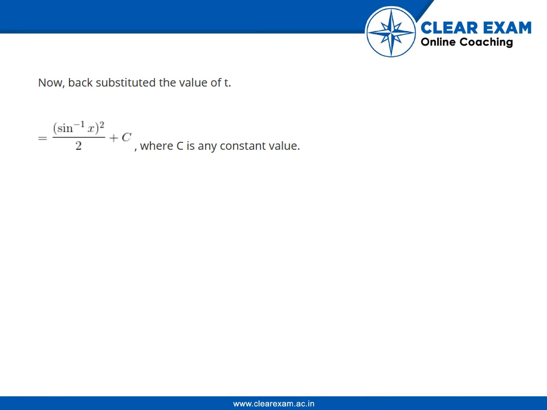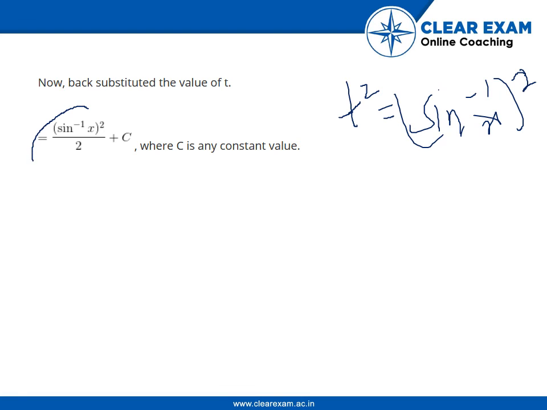Now before writing our final answer as t square by 2, we need to replace t by its original substitution. We already substituted sine inverse x as t, so t square will be sine inverse x raised to the power 2. So our final answer is sine inverse x whole squared by 2 plus c, where c is any constant value.